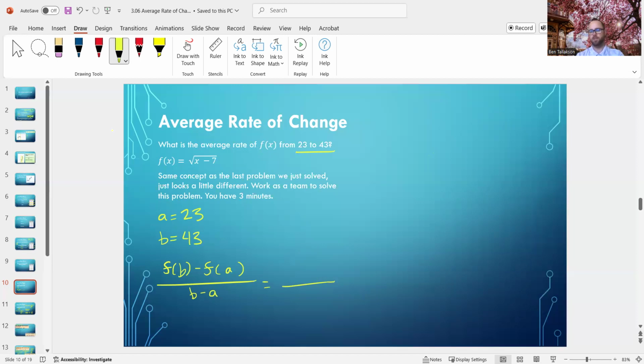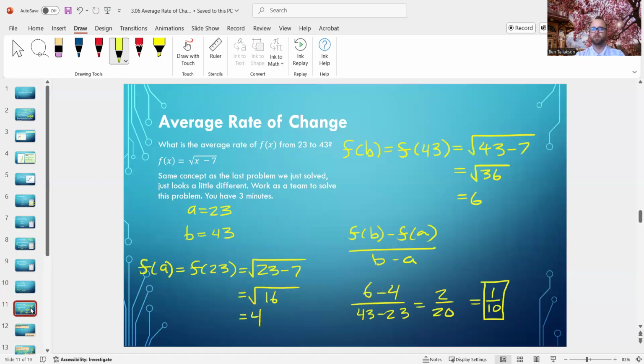Now is a great time to test yourself and see if you can solve this correctly. B and A are already found, so our denominator is set up. That was pretty quick. F of B and F of A. Well, we have a function, don't we? Can we use it to help us find F of A and F of B? Absolutely. If we know A is 23, plug it into your function.